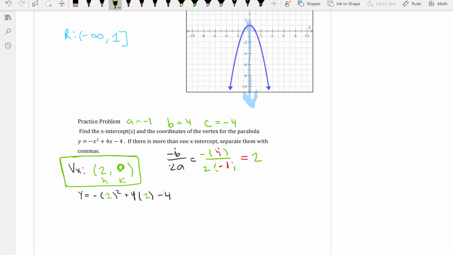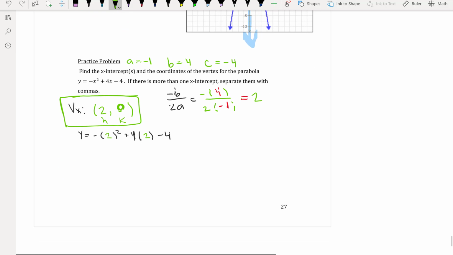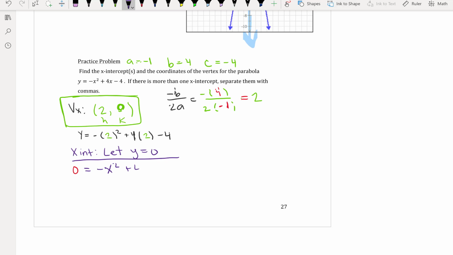Okay. And now to find the x-intercepts, remember, to find the x-intercept, you let your y value equal 0. So I'm going to have 0 is equal to -x squared plus 4x minus 4.